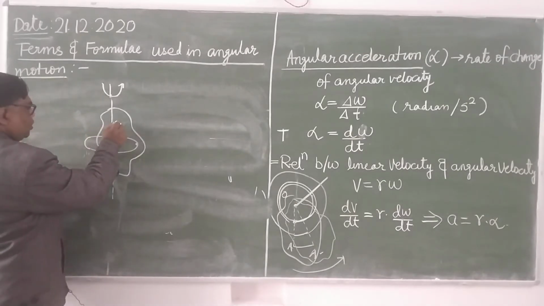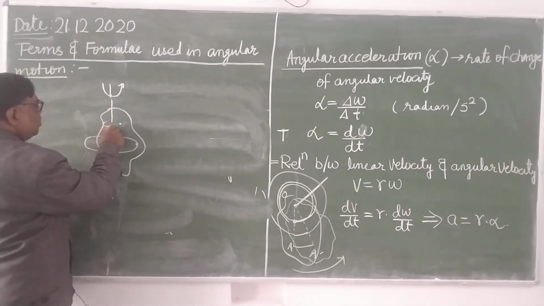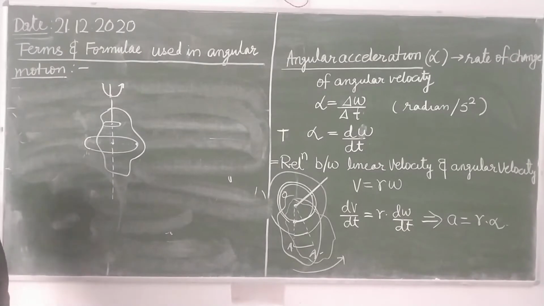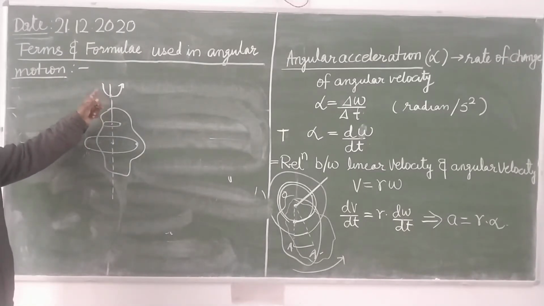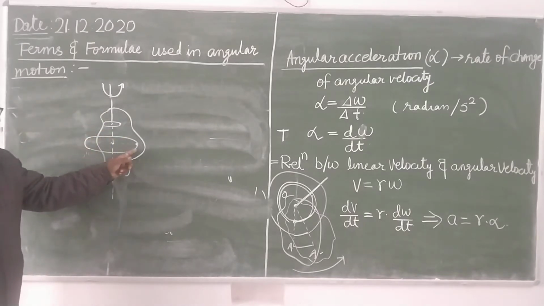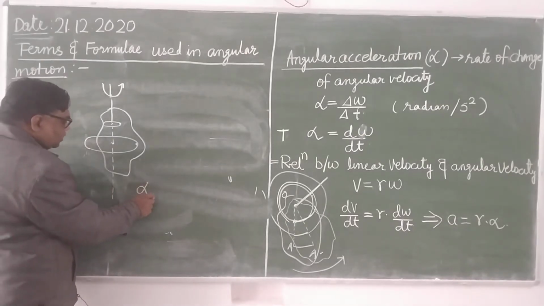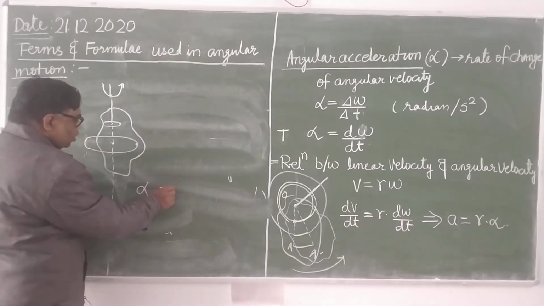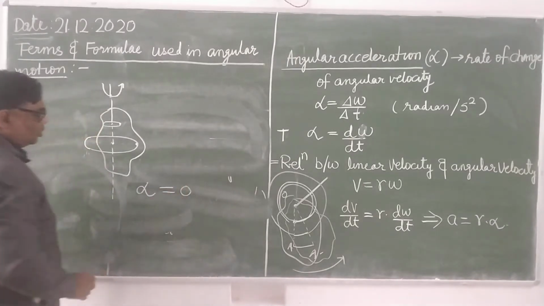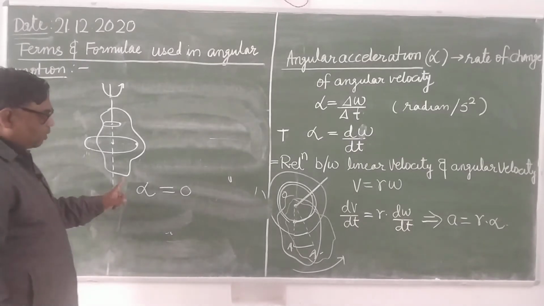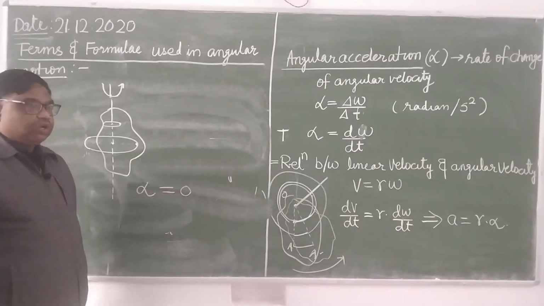If you take this particle, it will also describe uniform circular motion, and the center of that circular path will be on the axis of rotation. Since the body is moving with a constant angular velocity, all the angular velocities will be the same. So what will you say about the angular acceleration? Angular acceleration alpha will be 0, because the body is moving with a constant angular velocity.